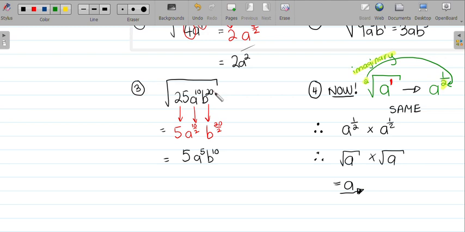So we will apply the rule again. So it'll be the exponent on the inside divided by the imaginary 2 on the outside. So it'll become 20 divided by 2 is 10. So this is our final answer over here.